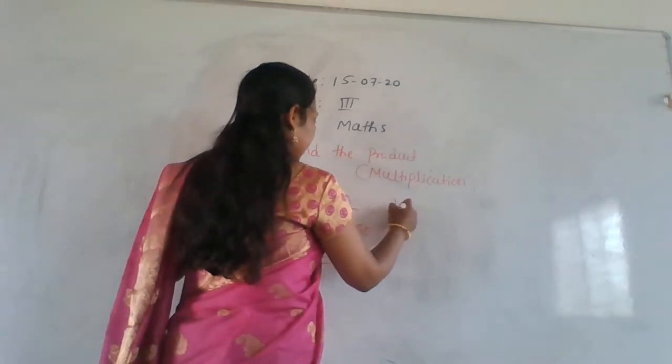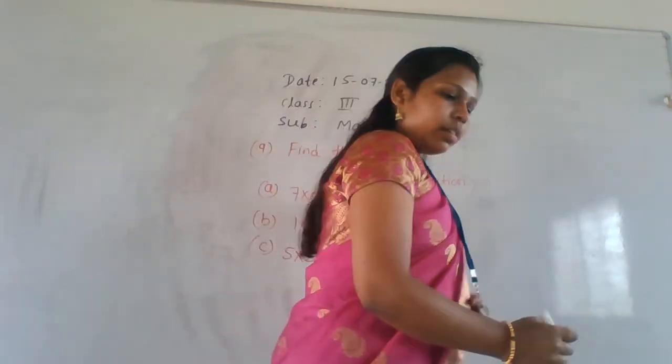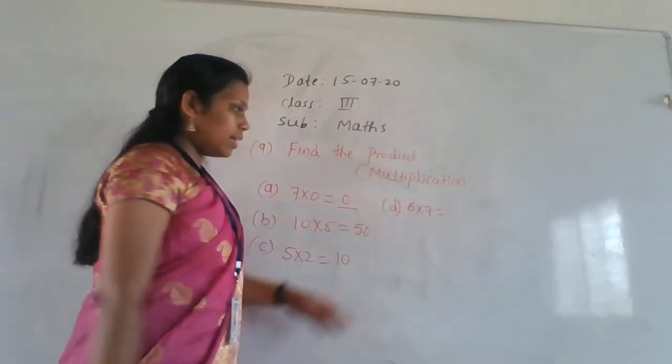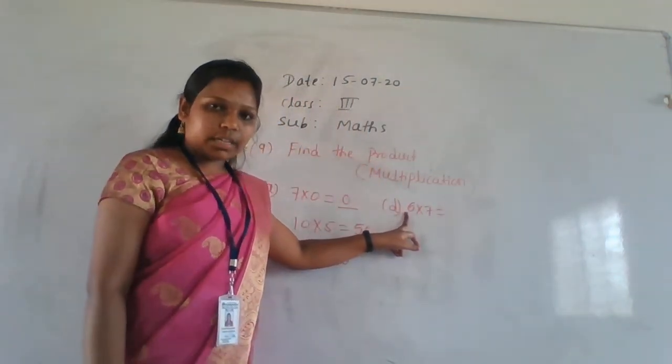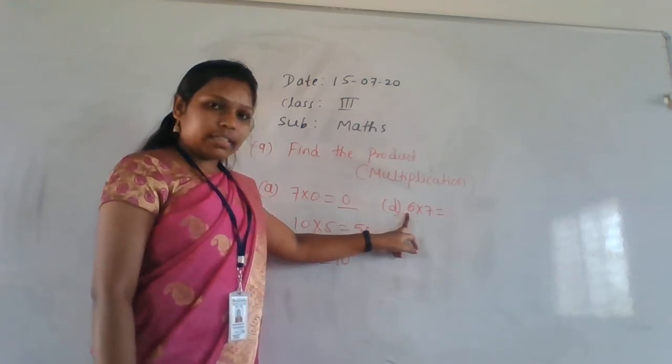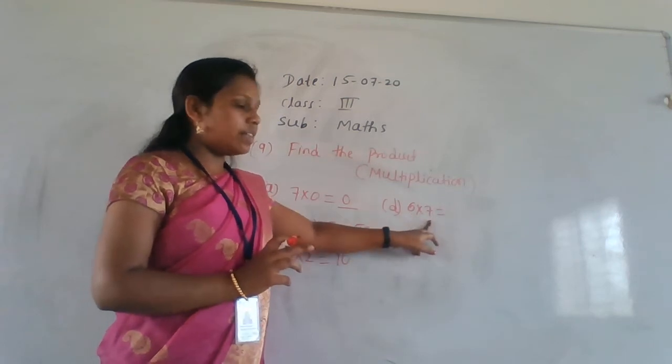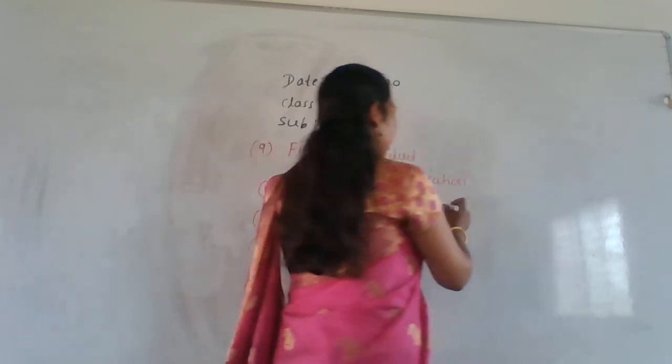Next one is the problem 6 into 7. That is the 6 table. 6 ones are 6. 6 twos are 12. 6 threes are 18, 6 fours are 24, 6 fives are 30, 6 sixes are 36, 6 sevens are 42. Write the 42 here.